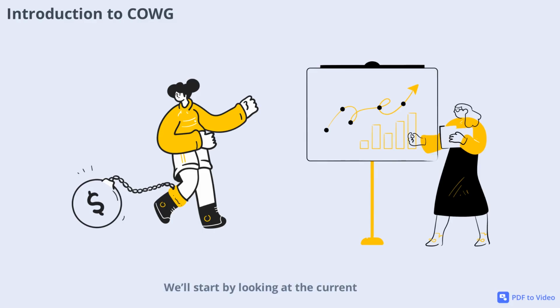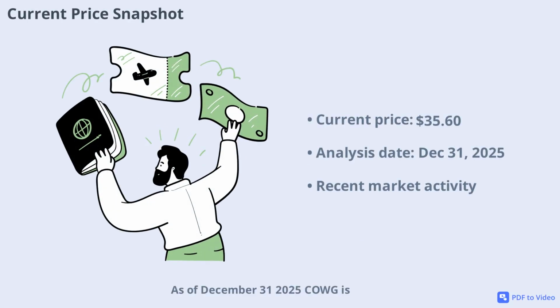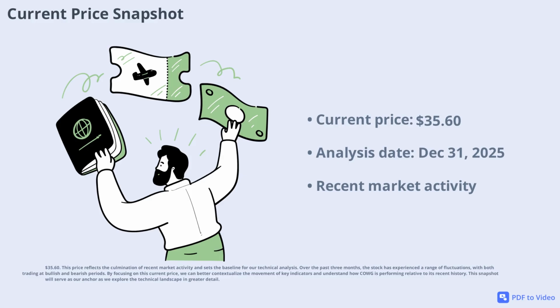We'll start by looking at the current price and then dive into moving averages, momentum indicators, and volume analysis. Let's get started by setting the stage with the current price and timeframe for our analysis. As of December 31, 2025, COWG is trading at $35.60. This price reflects the culmination of recent market activity and sets the baseline for our technical analysis.